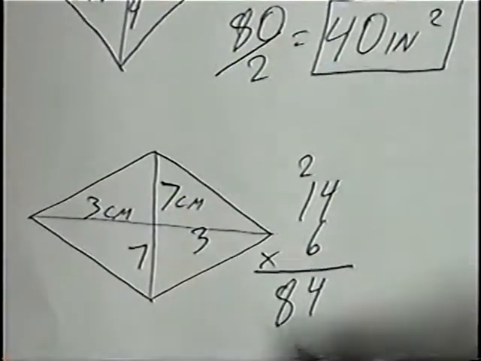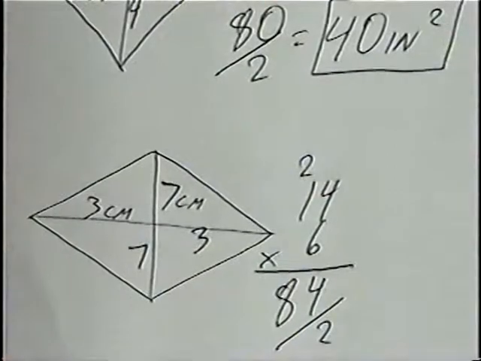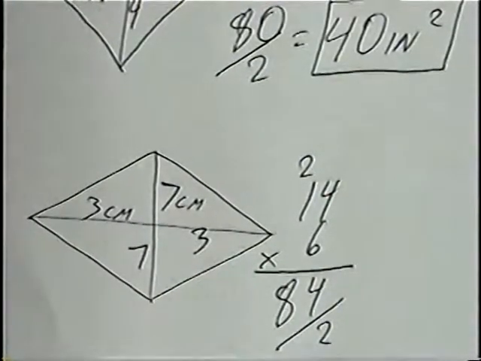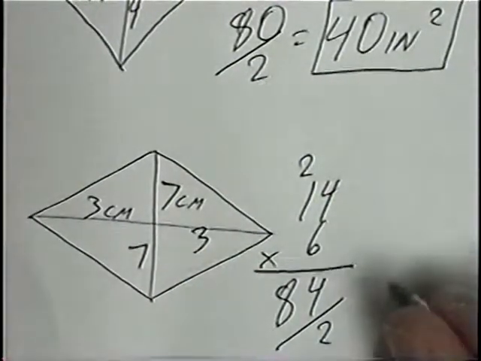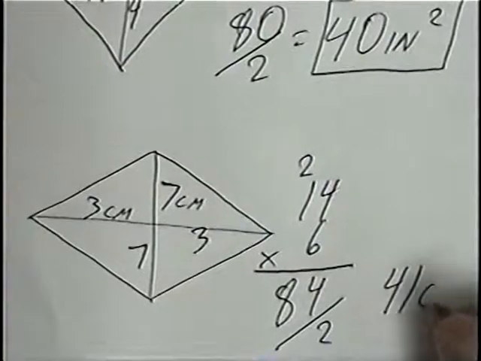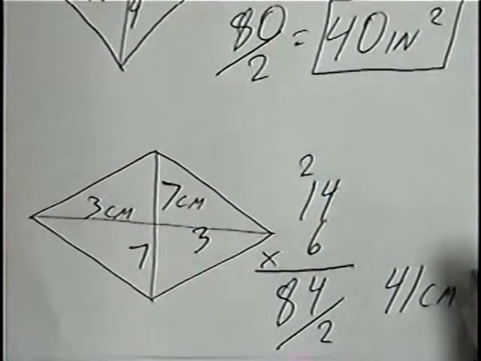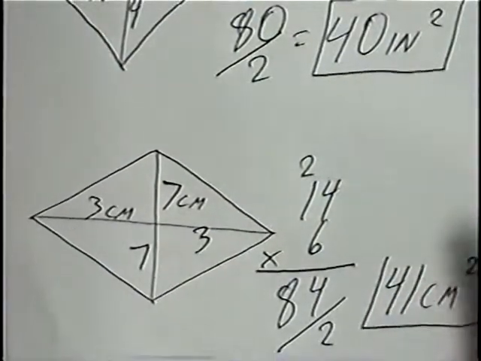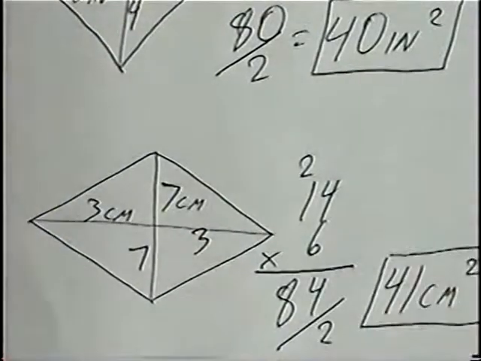And the last part of the formula, divide by 2. 84 divided by 2 would be 42. And the units again are centimeters. Multiplying centimeters times centimeters would be 42 centimeters squared for the area of the rhombus.